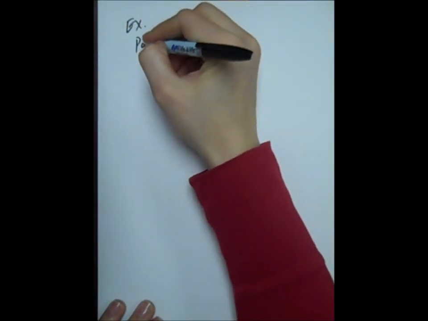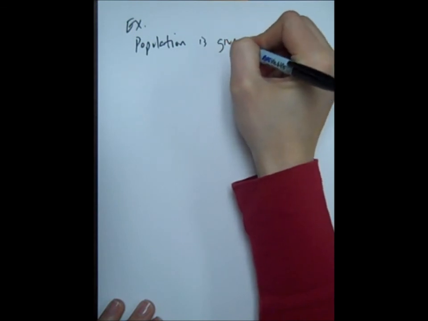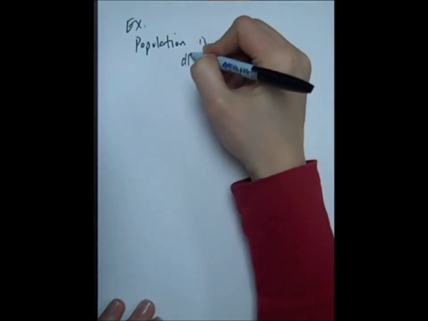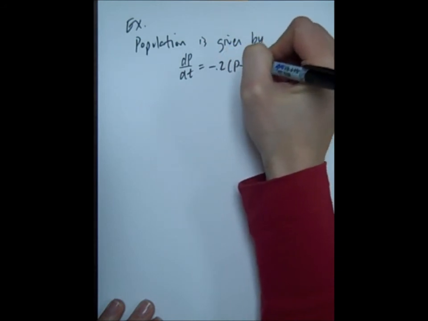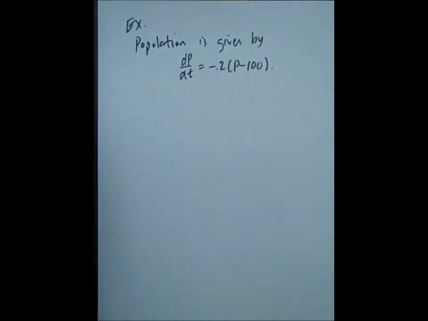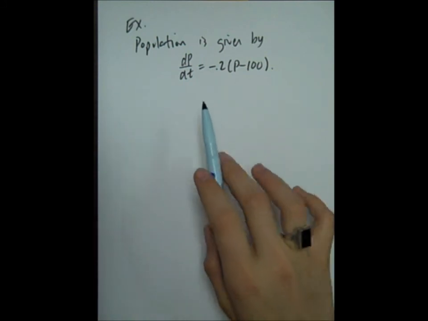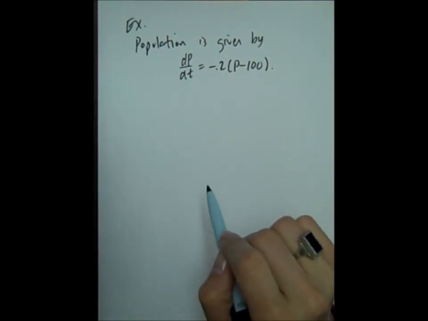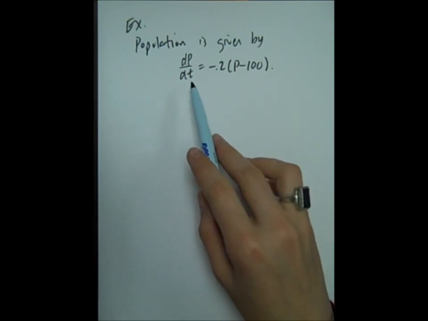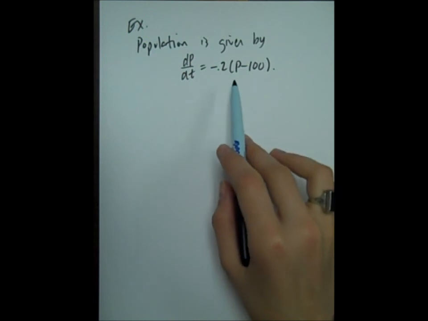Let's say that the population of mice is given by dp dt is negative 0.2 times p minus 100. Now, dp dt, this is talking about the rate of change of the population. P is the population, t is time. So the rate of change of the population is being modeled by this equation.